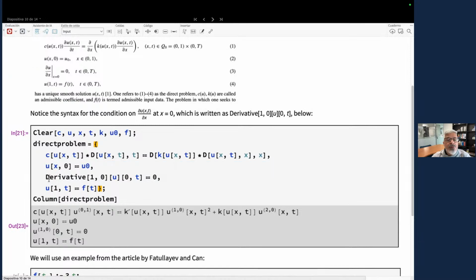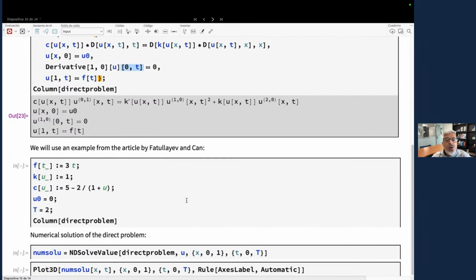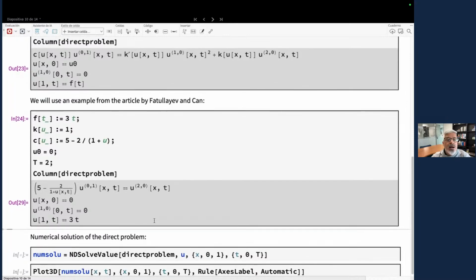So we have the derivative with respect to the first variable of U, and all of this is an object, and then evaluated at 0t, right? Okay, so we will use a particular example for this direct problem from the paper. We have a particular differential equation with some water capacity given by this expression, and F of T given by this value.